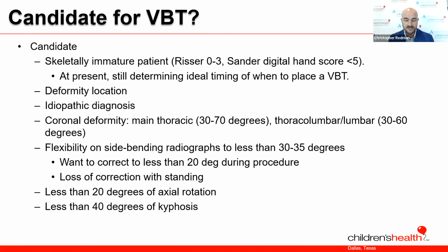At this time, it's recommended that the procedure is only performed in skeletally immature or growing patients with significant flexibility on preoperative imaging. On preoperative imaging, we want to show bending radiographs demonstrating improvement of the curves to less than 30 to 35 degrees. We know that when we stand after surgery, we're going to lose some correction. So in surgery, our goal is to try to get that curve to be less than 20 degrees. There are also limitations with this procedure in that it does not significantly correct rotation or kyphosis, and therefore these can be contraindications to performing the procedure.